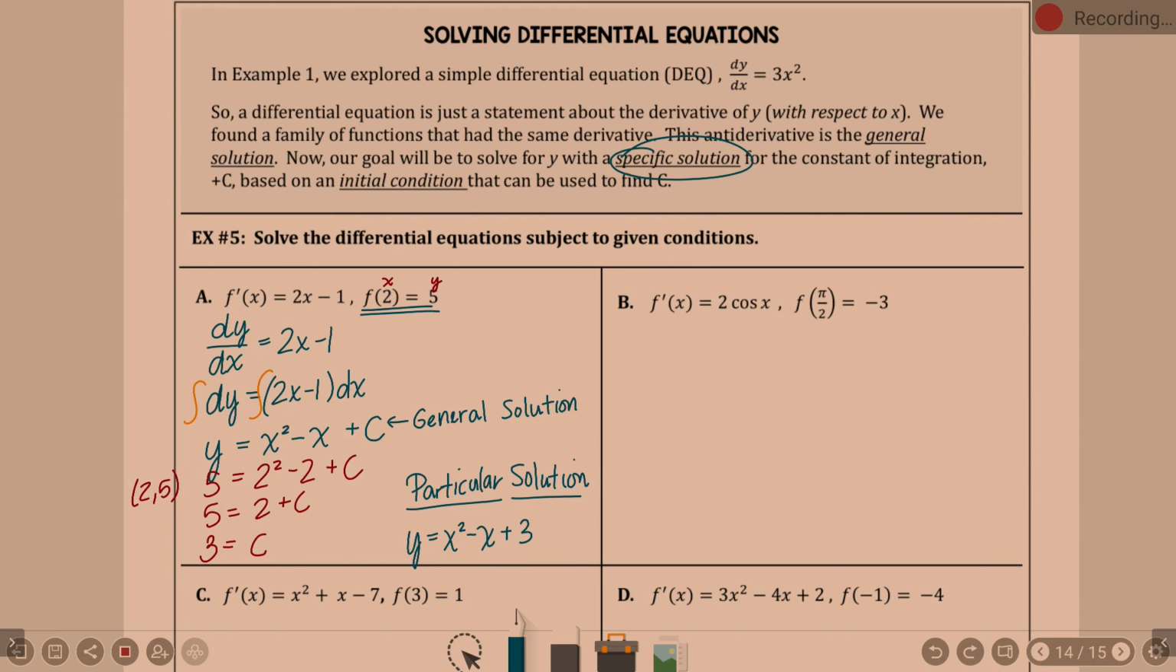Oh, okay, I wrote y. My notes actually say f of x. They probably say f of x because we originally started with f prime of x. It's all equivalent, right?